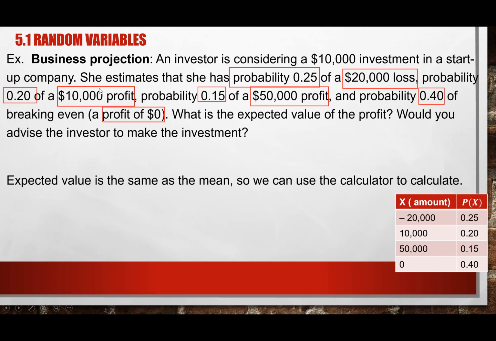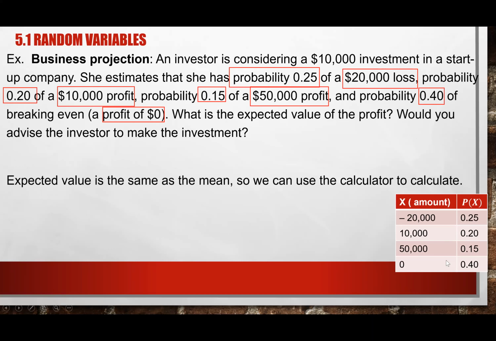There is a 10,000 profit. Remember, profit, that's your gain, right? You will gain 10,000. Meaning, if you put in 10,000 and you win, you get 20. But again, 10,000 profit, because profit is the number we use. There are 50,000 profit, and the probability of the 50,000 is this. And if there is break even, meaning zero, then this is 0.40. If you add all the probabilities up, it's equal to 1, right? And this is our probability distribution, right?